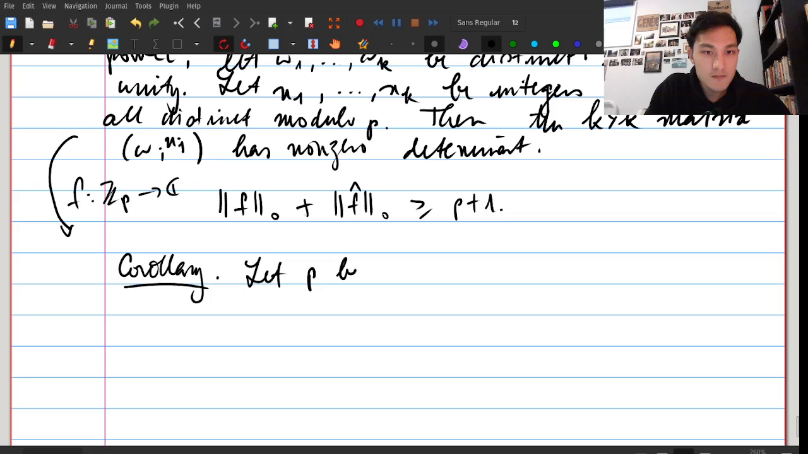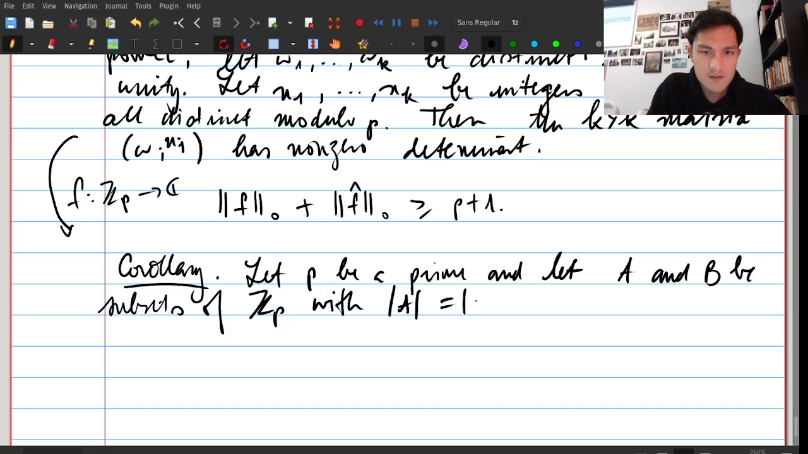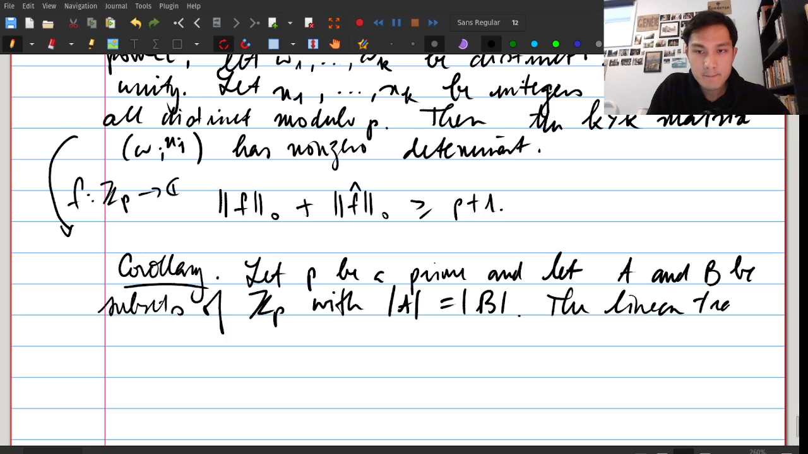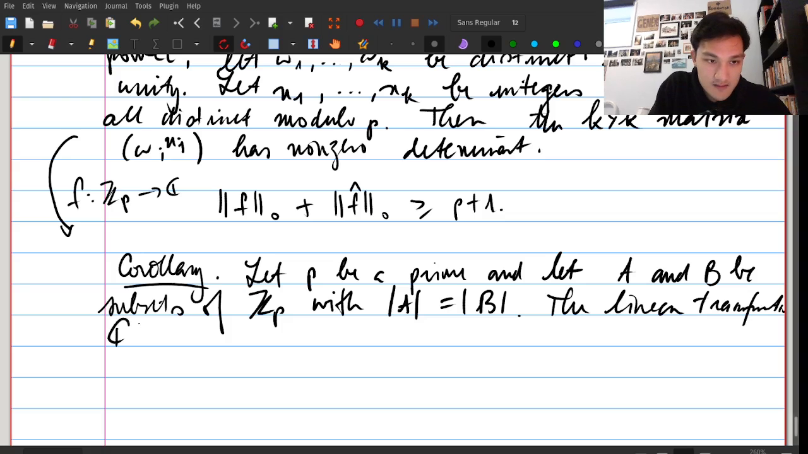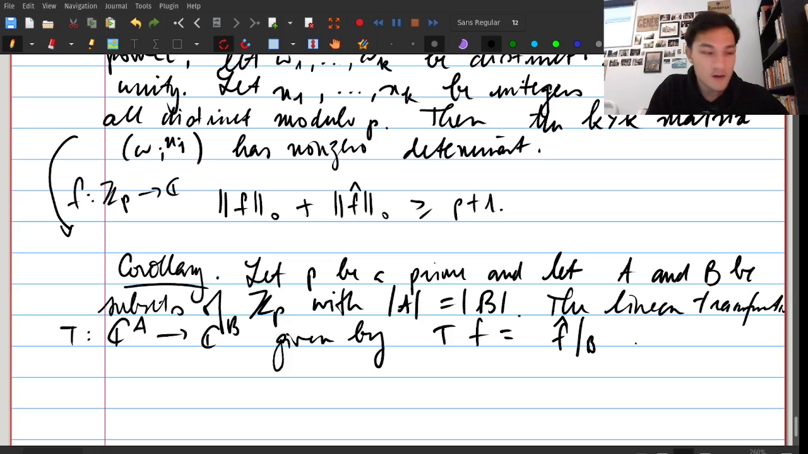Okay, so let p be a prime, and let A and B be subsets of Zp, and I use that to mean the cyclic group modulo p, with size of A equals size of B. Then the linear transformation, I ran out of space, also it's messy, from C^A to C^B, let's call it T, given by Tf equals f hat restricted to B, is invertible.